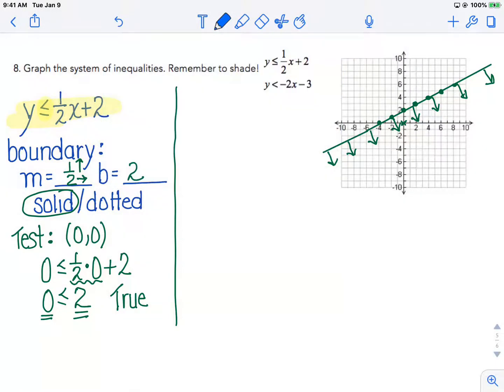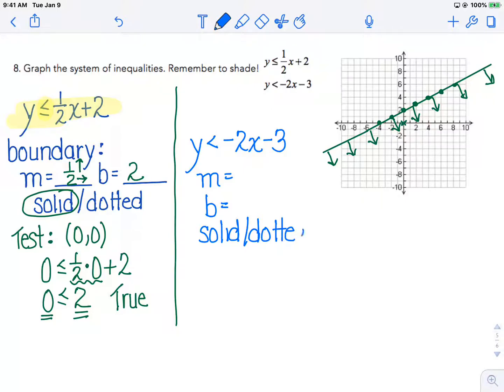Now to finish this one up, you need to do the same for this second one. You need to take the other inequality. You need to find its slope, its y-intercept, whether it's solid or dotted, and do a test point. Once you have that done, you could come back to the video and then think about whether or not you're going to shade in a certain place. So why don't you pause the video and come back when you're ready.